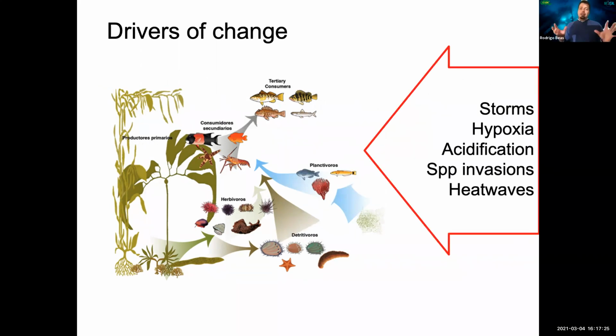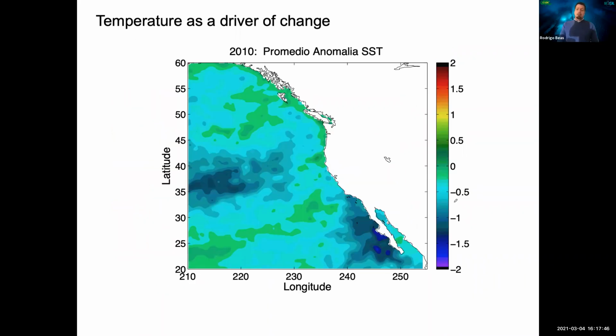But in general, these ecosystem services are suffering in their integrity and their intrinsic value thanks to all these factors of change that include storms, hypoxia, acidification, species invasions, and more recently, heat waves. So talking about heat waves, this is a sea surface temperature in 2010 for this region.